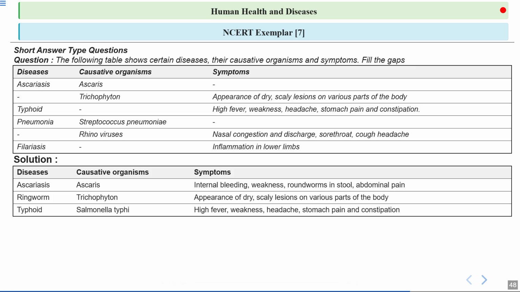Now you can see ascariasis. This is caused by Ascaris. And what are the symptoms? Internal bleeding, weakness. Roundworms can also appear in stools and there can be abdominal pain. Next, ringworm. This is caused by Trichophyton. What are the symptoms? Appearance of dry, scaly lesions on various parts of the body.